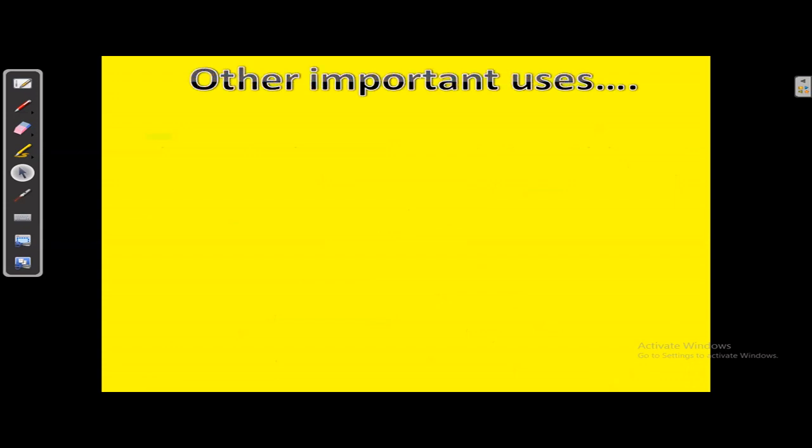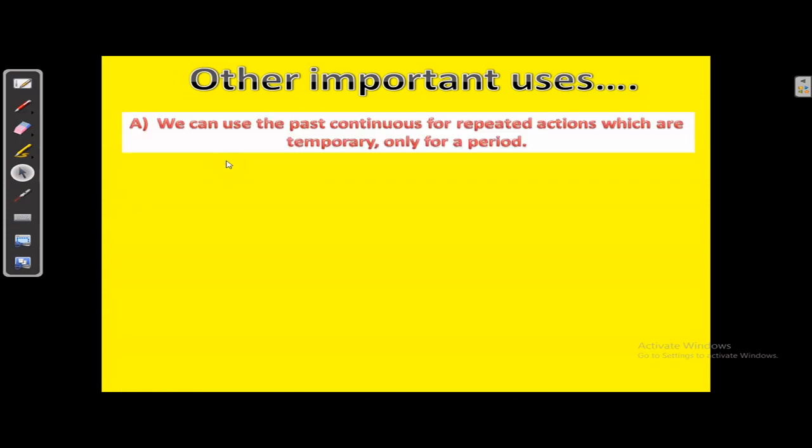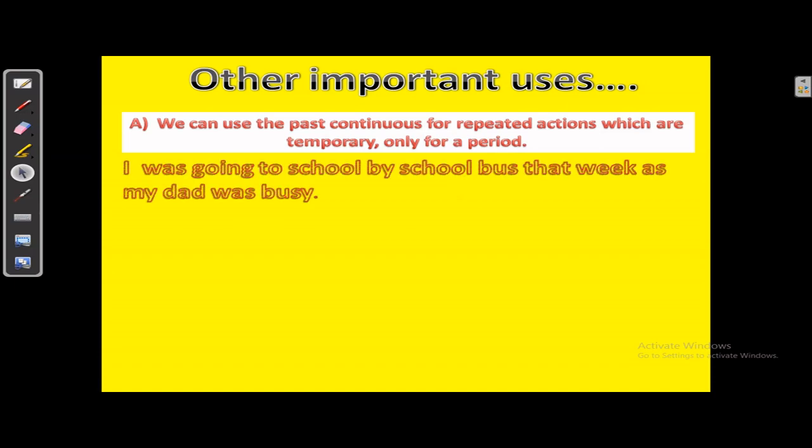Now, other important uses. There are other important uses of the past continuous which are to be kept in mind while making a statement. What are those? First, we can use the past continuous for repeated actions which are temporary, only for a period. That means they are not permanent but temporary, only for a particular period of time. There we can use the past continuous tense for the repeated action.